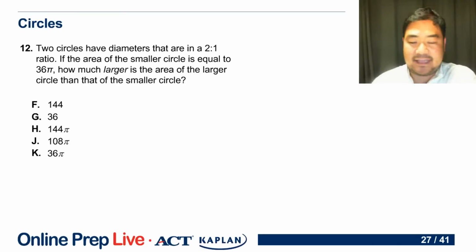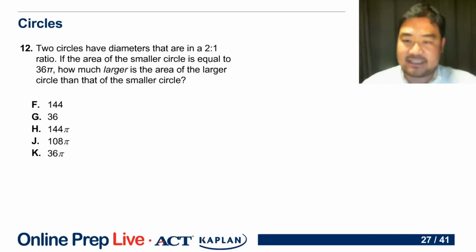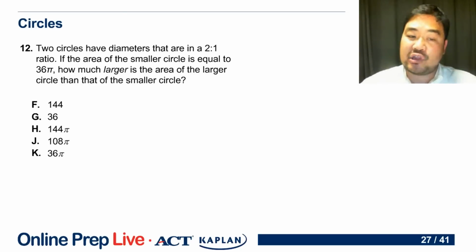Take a look at number 12. Again, the poll is open if you want to try this question here. Take a look at number 12. 2 circles have diameters that are in a 2-to-1 ratio. So again, notice, a little bit harder now. This question's a little bit more challenging. They're incorporating more of those math concepts. So 2 circles have diameters in a 2-to-1 ratio. The area of the smaller circle is equal to 36 pi. How much larger is the area of the larger circle than that of the smaller circle?